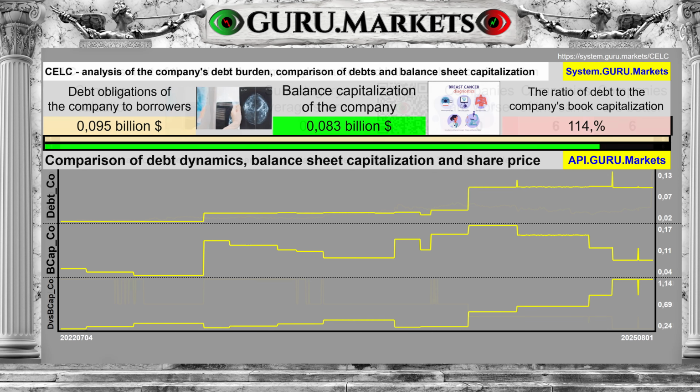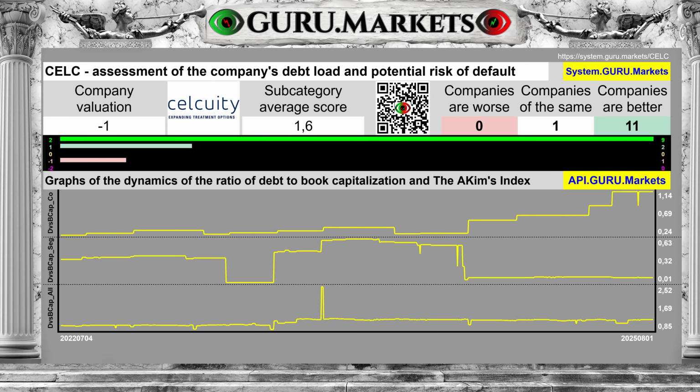The company under analysis has debt obligations of $0.095 billion. Financial liabilities to book capitalization amount to 114% of the company's capital. Assessment of the company's financial liabilities: bad, minus 1 point.